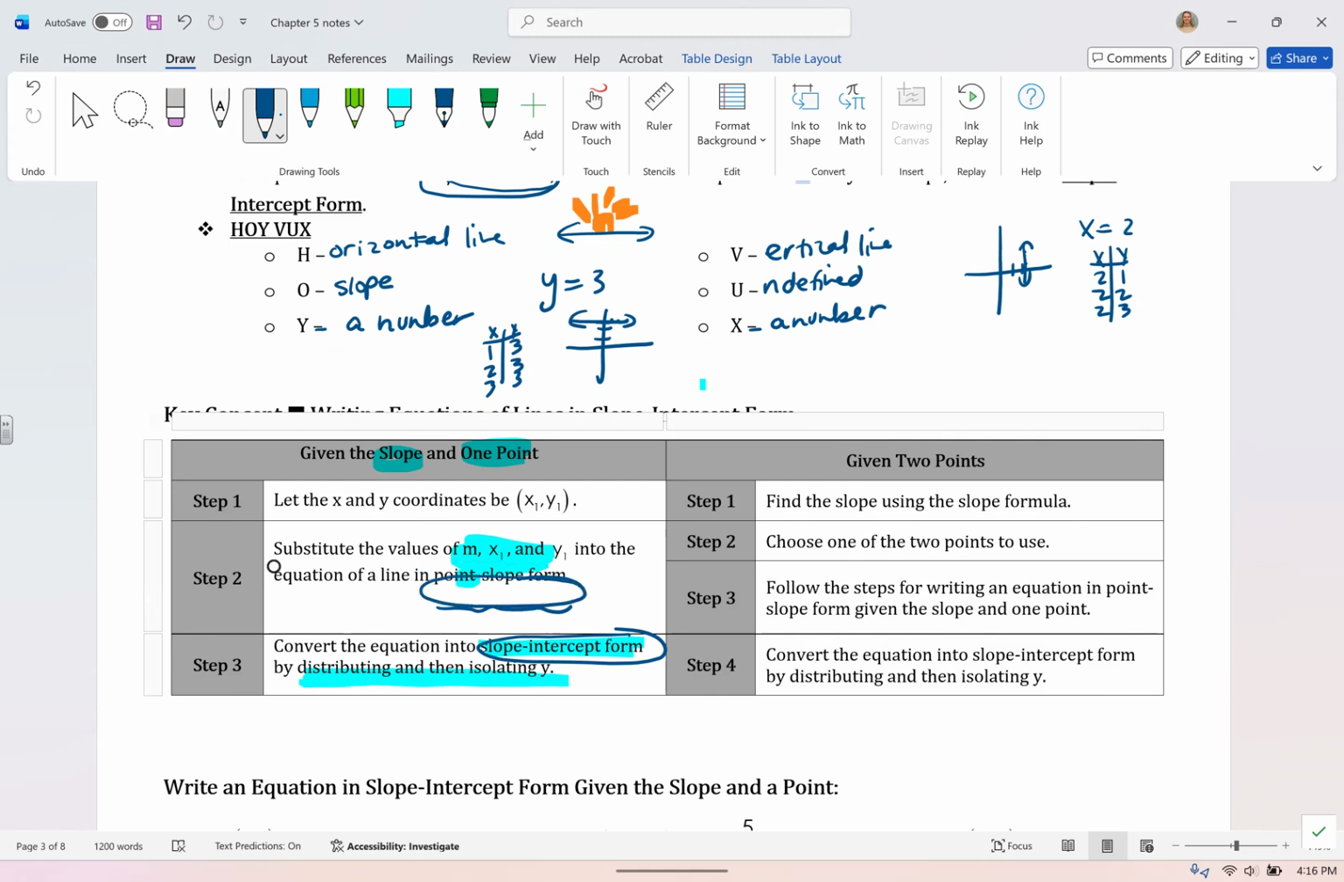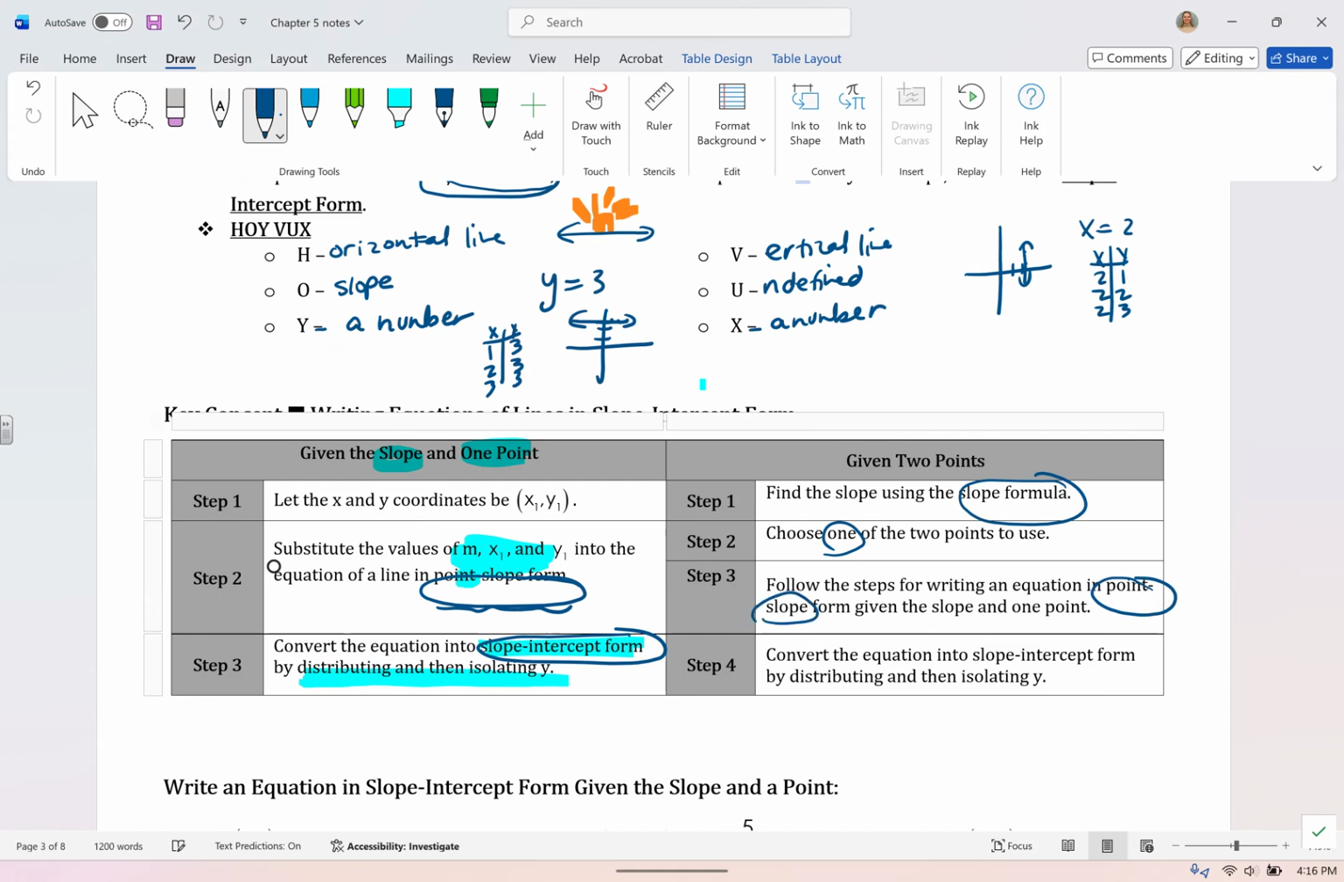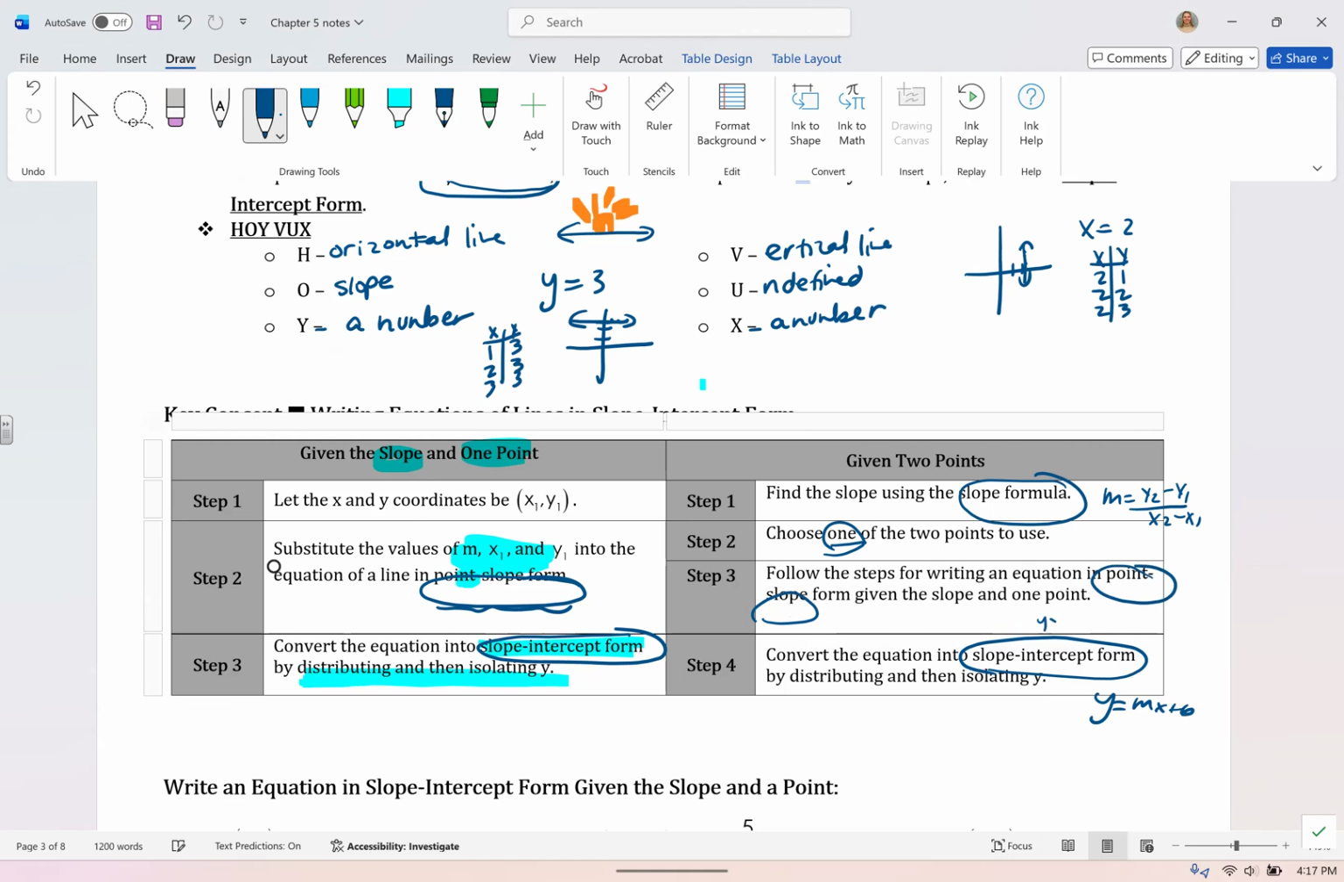If I give you 2 points, you're going to start by finding the slope. You're going to choose 1 point. You're going to put it into point slope. And then you can convert it into slope intercept form, which is y equals mx plus b. So the slope formula is m equals y2 minus y1 over x2 minus x1. Choose one of the points, put it into point slope, which is y minus y1 equals m times x minus x1. And then your final answer is going to be in slope intercept form.